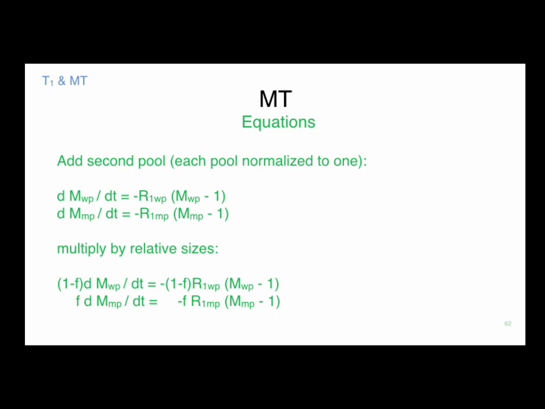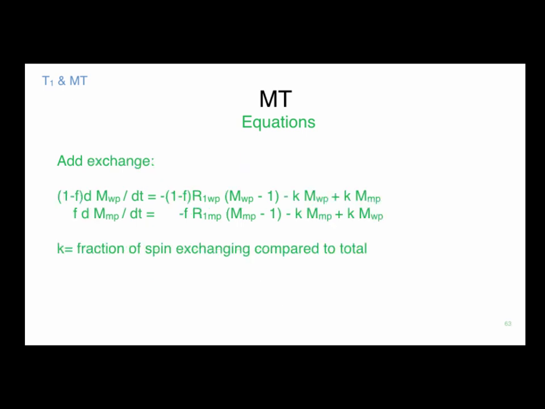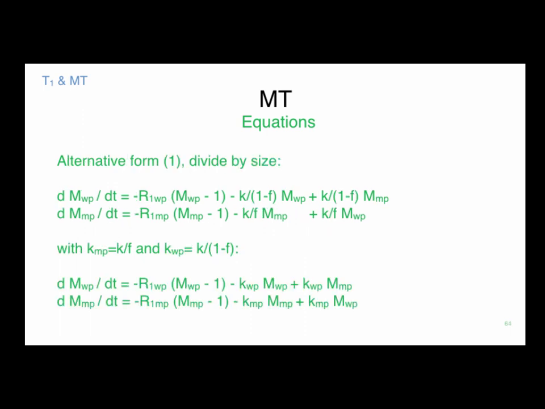For convenience, we can now scale both of these equations with the relative pool sizes. And then we can add exchange terms, where K in this case is normalized to the total number of spins. So this is one form of the equations. One alternative form can be derived if you divide both equations by the individual pool sizes. Mathematically this doesn't change anything, of course.